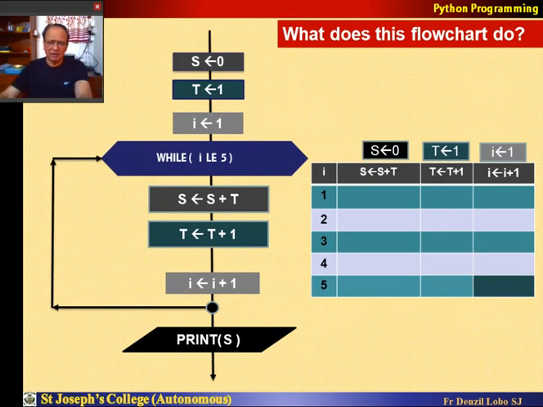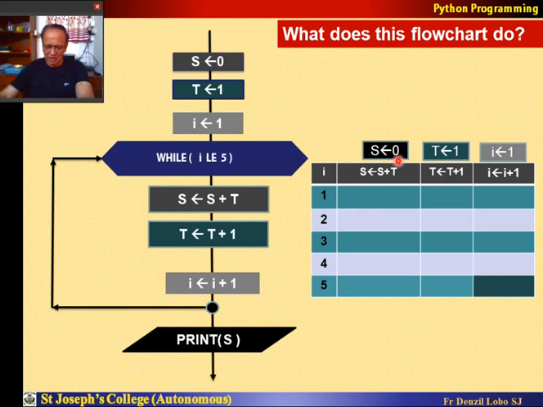Now we are still with the flowchart, then we shall move into the Python program. Again, there is one more flowchart here. So you should be able to find out what this flowchart is going to do. As you see here, S is initialized to 0, T is initialized to 1, I is initialized to 1. Whatever is inside this loop is going to be done 5 times, and it comes out and it prints S. So I would spend some time to find out the output of this, and I've given a chart here. You use this chart to find out.